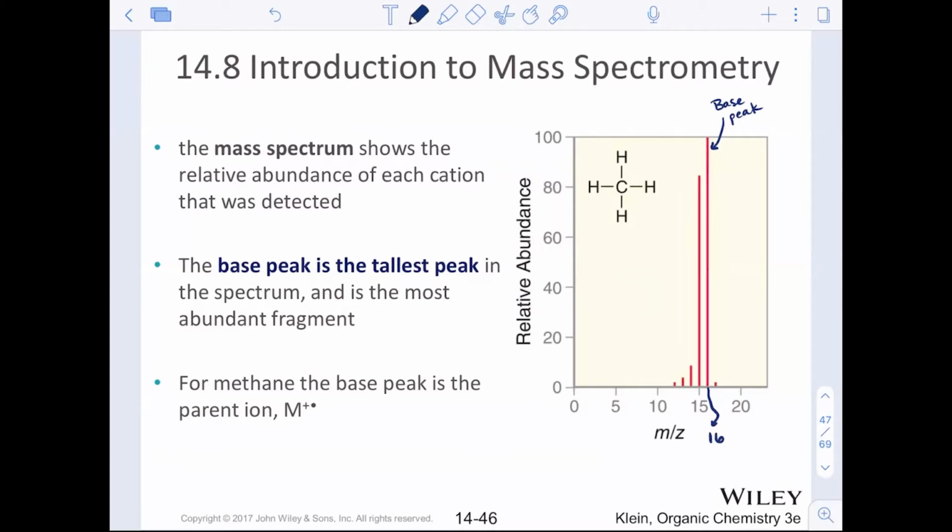The tallest peak is called the base peak. The parent ion is the peak that is the actual molecular mass. We'll show a couple of examples where those are different.